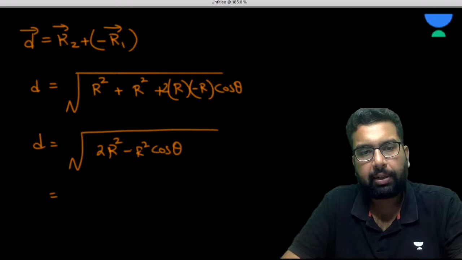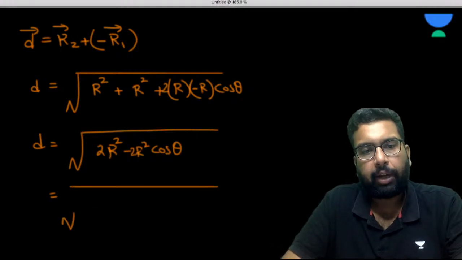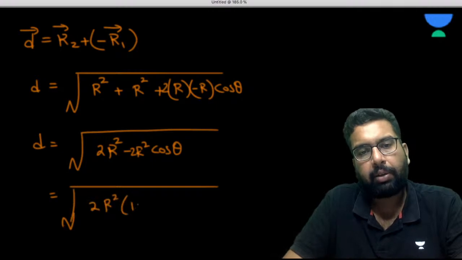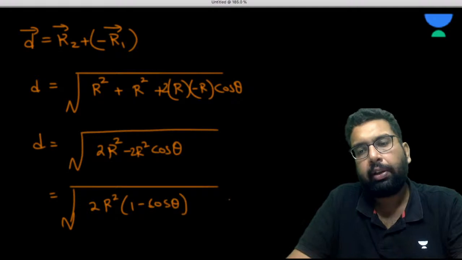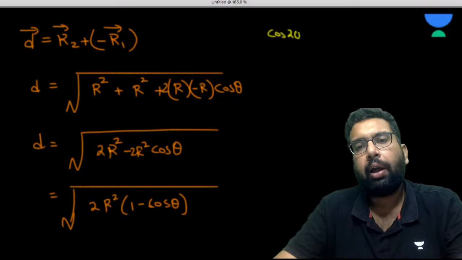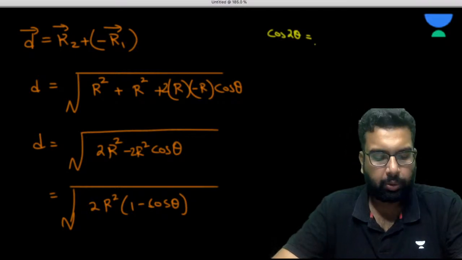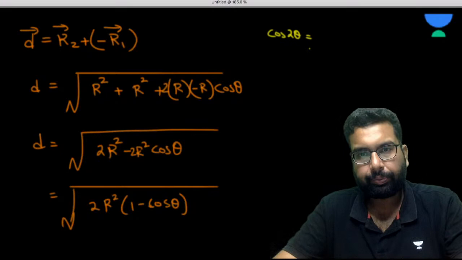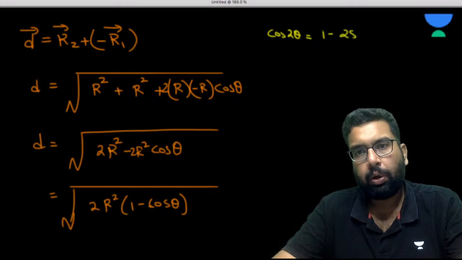It is getting very complicated now, so I'll just write it like this. Don't worry. Can we write it like this: 2r square times 1 minus cos theta? Now from here, you must be knowing a few formulas. Cos 2 theta is equal to 1 minus 2 sine square theta.